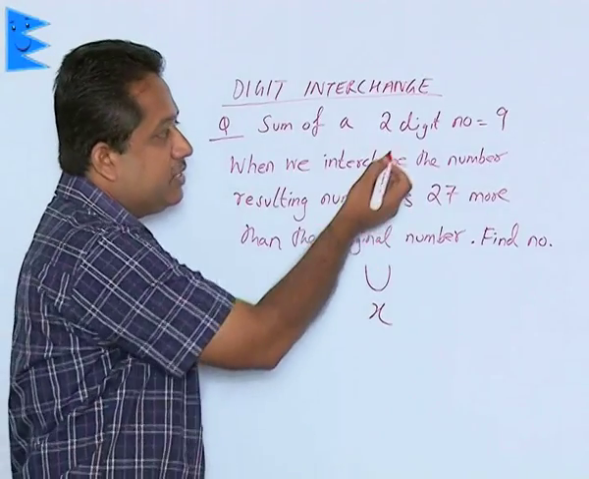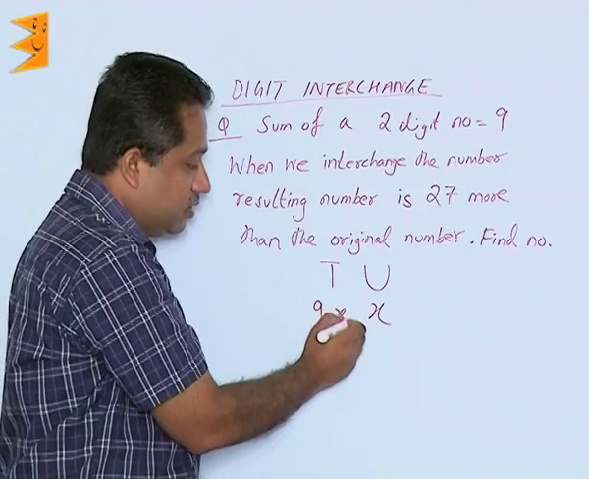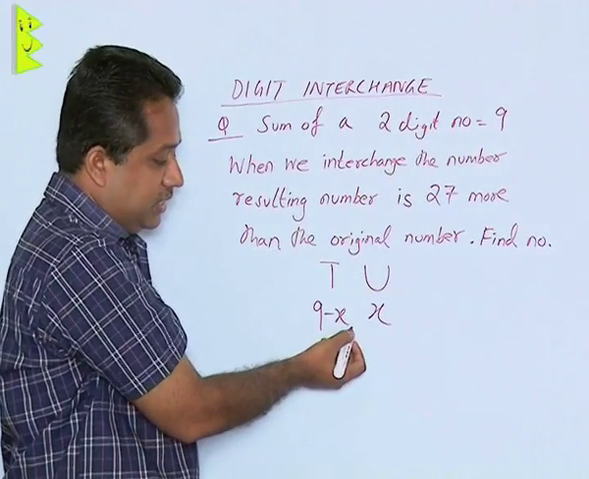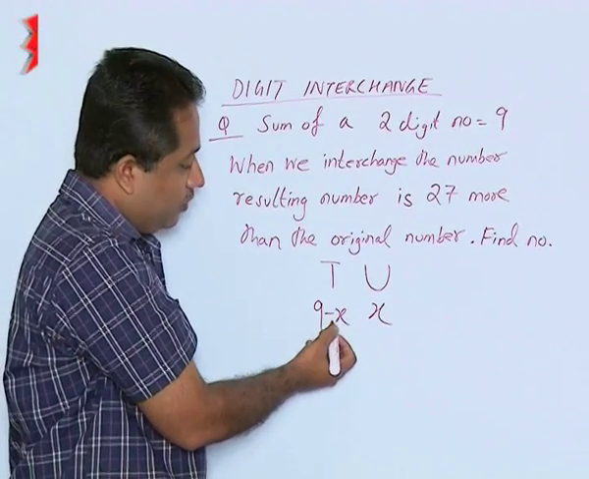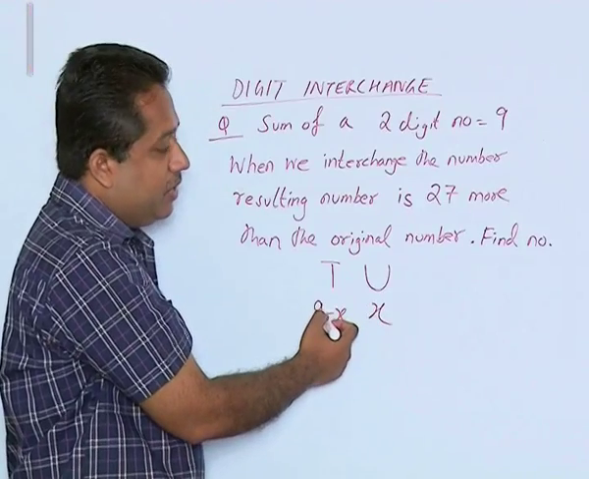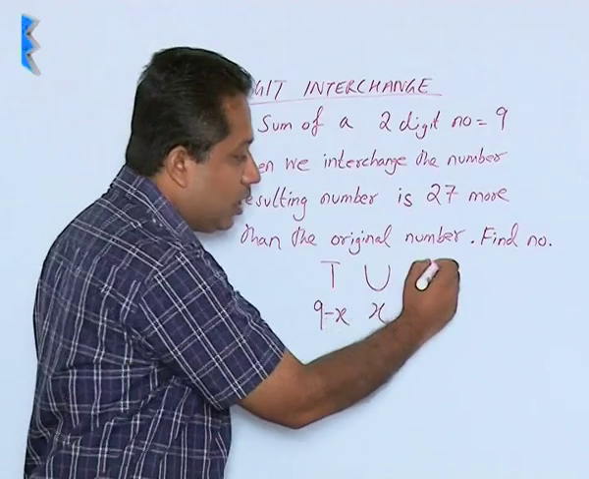Now, since the sum is 9, the tens digit will be 9 minus x, because when we total this we have to get 9. So, 9 minus x plus x, the x and x will get cancelled and we get 9. So, what happens here? We assumed x, so the other number will be 9 minus x. Now, what happens when we reverse this order?